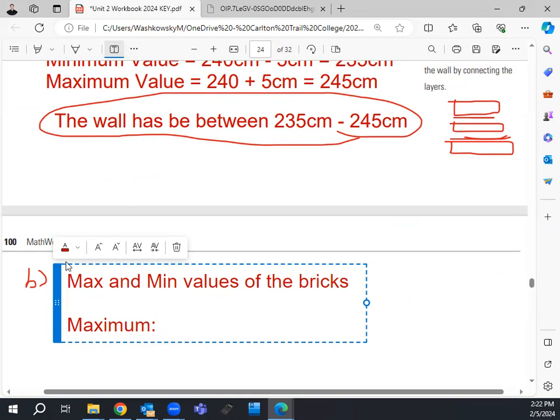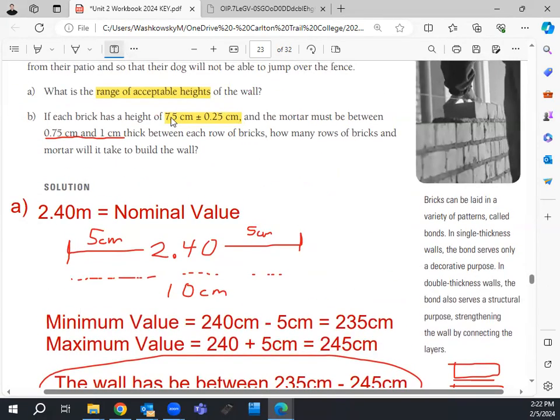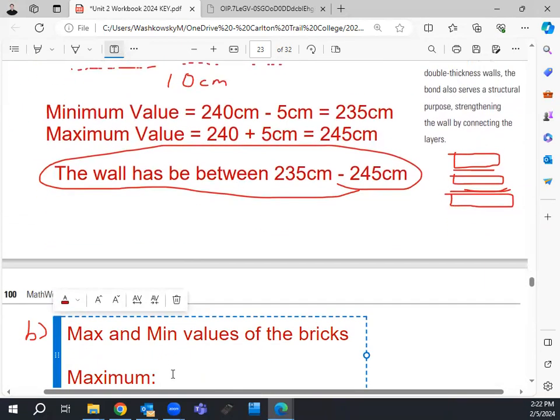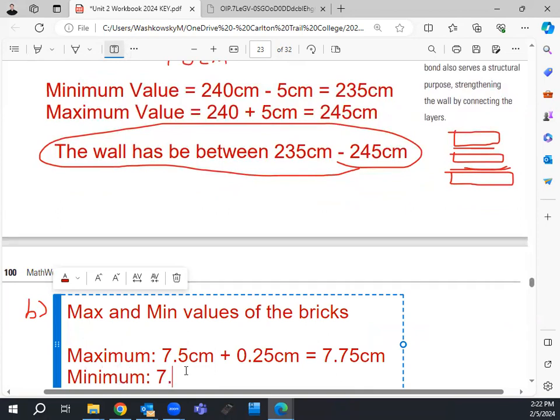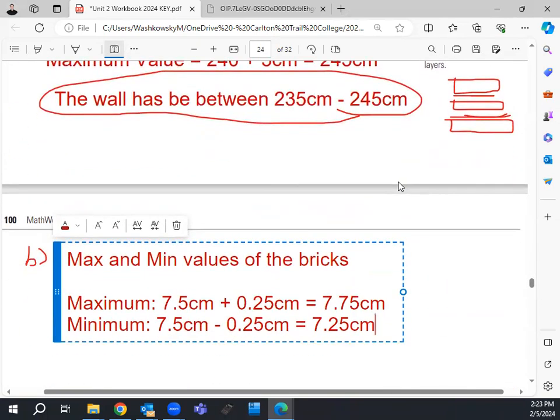Now the maximum, how big does it say the brick is? I'm just going to scroll up a second. So the bricks, 7.5 plus or minus 0.25. So what's my maximum? Well, it's 7.5 centimeters plus 0.25, 7.75 centimeters. And the minimum is going to be 7.5 centimeters minus 0.25 centimeters, 7.25 centimeters. So this is the maximum value of our brick.